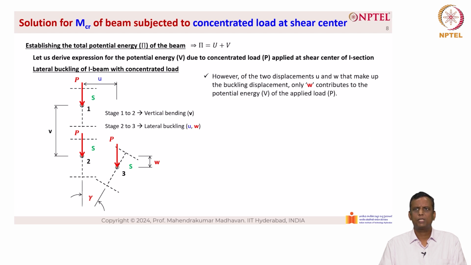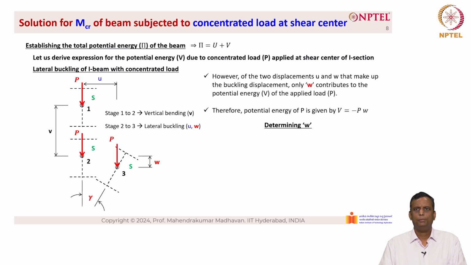However, of the two displacements U and W that make up the buckling displacement, only W contributes to the potential energy V of the applied load P. Therefore, the potential energy of P is given by V equal to minus P into W.